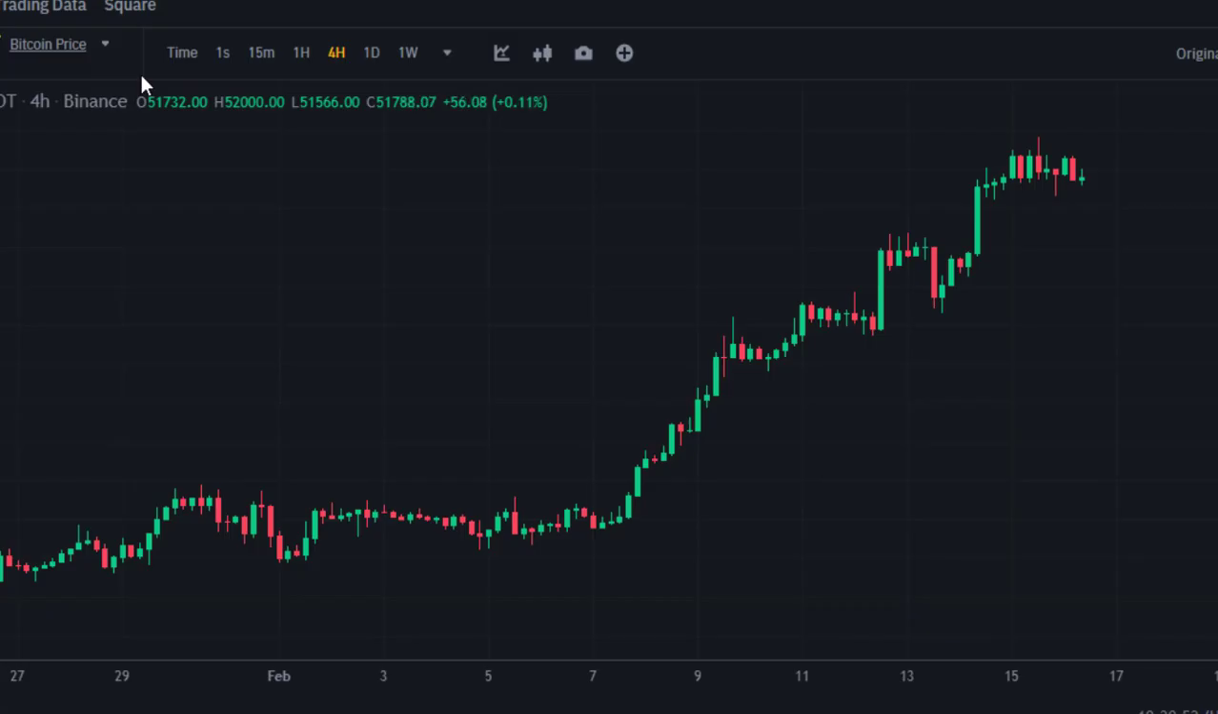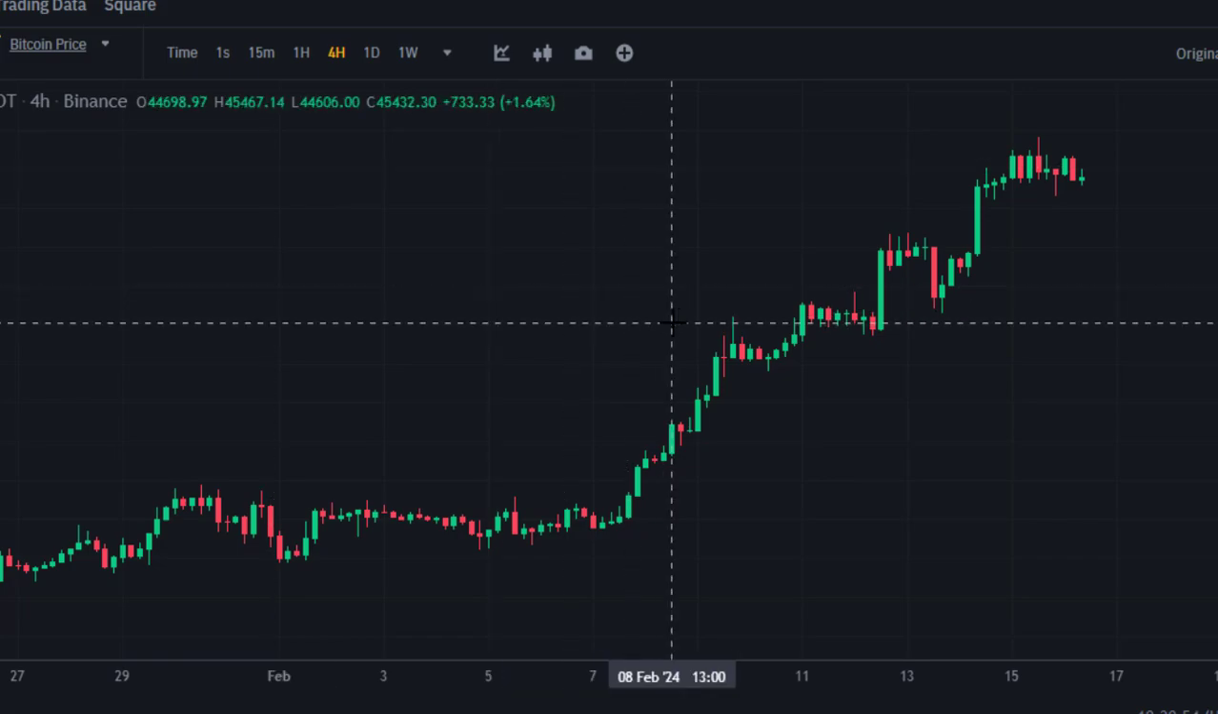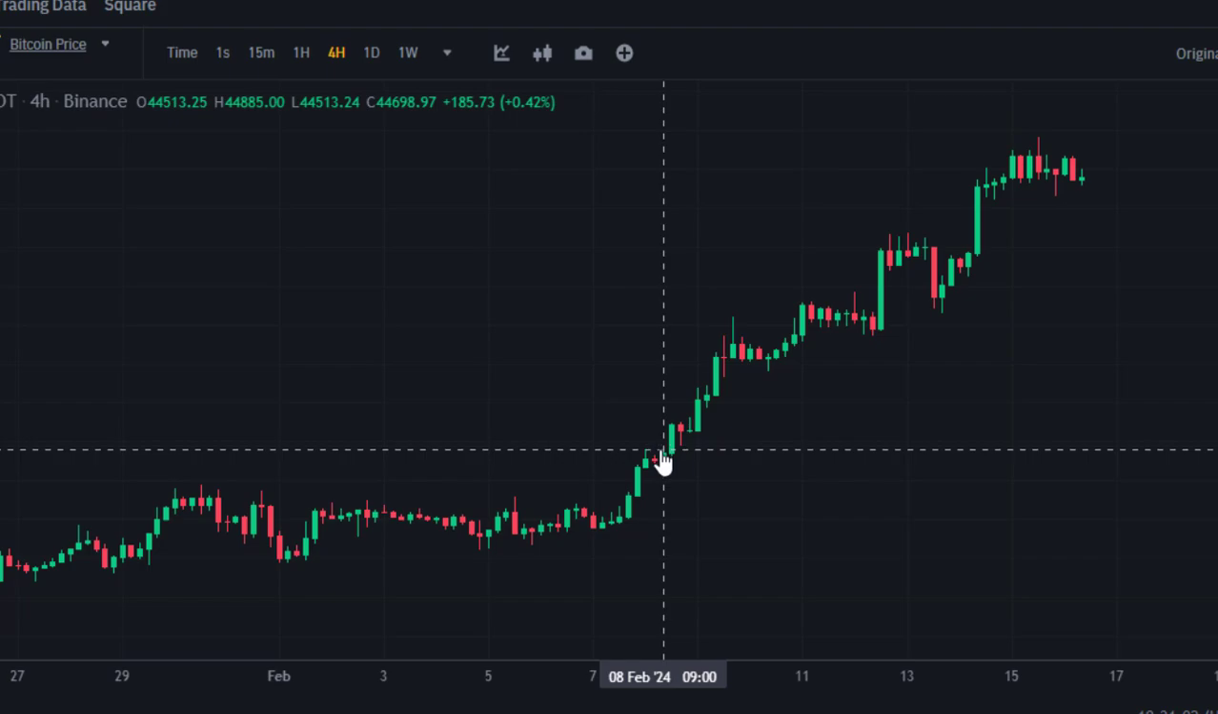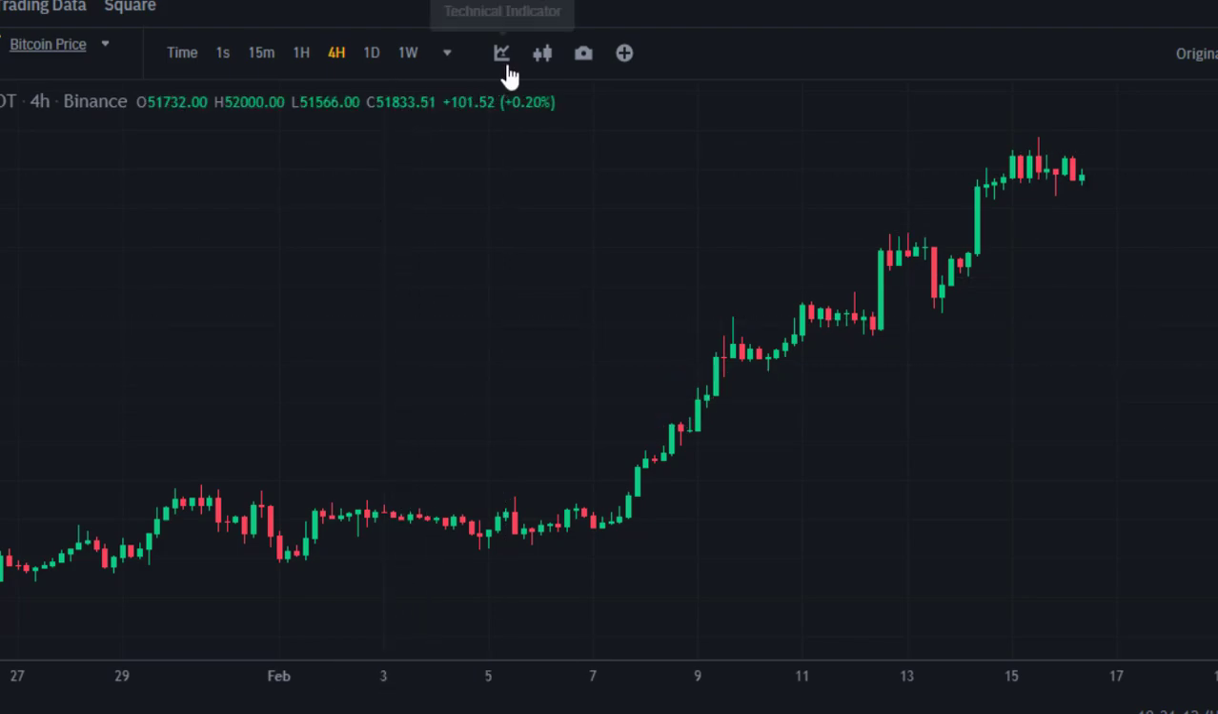On the Bitcoin chart right here, I want to show you a very important strategy that you can implement almost immediately in your strategy that will make you ride massive trends and be very profitable. So let's get started with this strategy by putting some indicators on our chart. So I go to the indicator section.